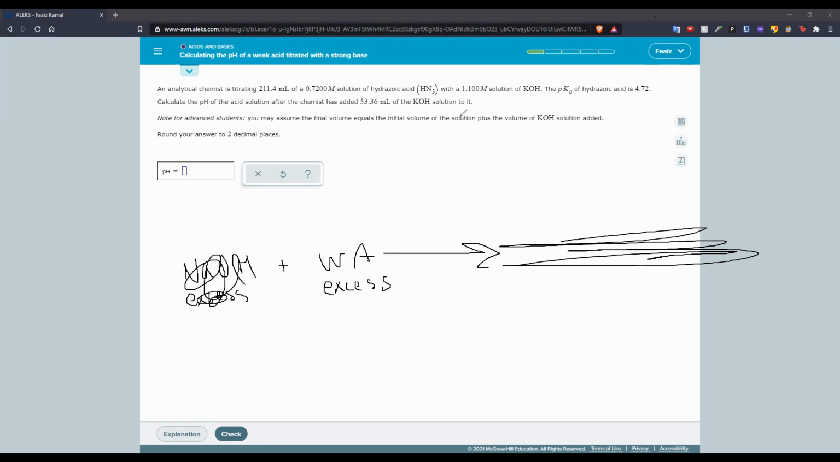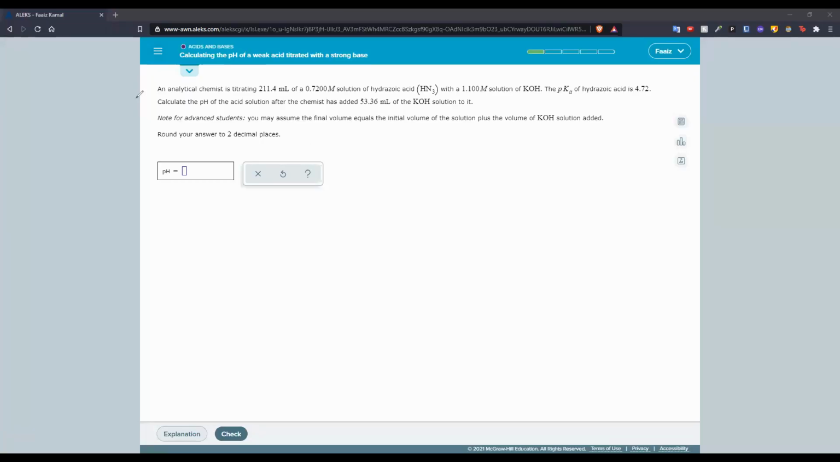I'm going to try to find a question that has that to solve it. All right, so it turns out, luckily, this question is one of those where you have excess weak acid instead of excess strong base. So again, the beginning is the same process. What I like to do is just circle everything I have. 211.4 mL of 0.72 M hydrazoic acid, 1.1 molar KOH, pKa of hydrazoic acid is 4.72, and you're adding 53.36 mL of potassium hydroxide.